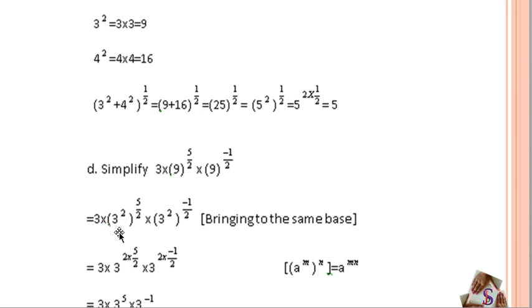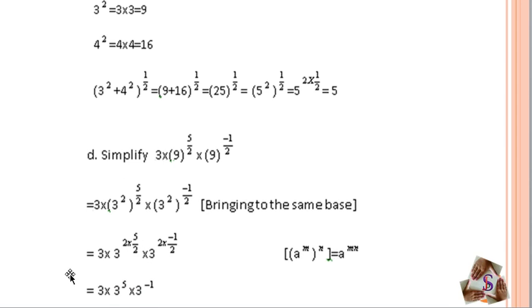So it's 3 into 9 can be written as 3 to the power 2 whole to the power of 5 by 2 into 3 to the power 2 whole to the power of minus half. Again applying the power law, it becomes 3 into 3 to the power of 2 into 5 by 2 into 3 to the power of 2 into minus half. So the 2 here gets cancelled and the 2 here gets cancelled.